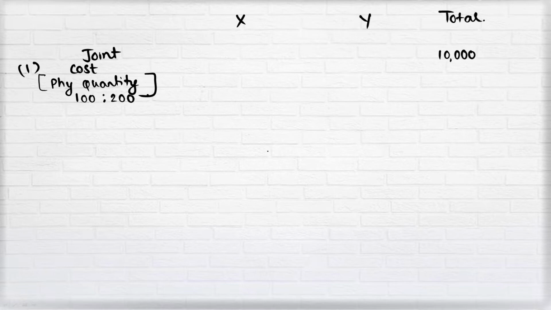1 is to 2 and 10,000. What will be the answer? It is 3,333 and this will be 6,667. Joint cost will be given to X 3,333 rupees, will be given to Y 6,667 rupees. This will be joint cost.